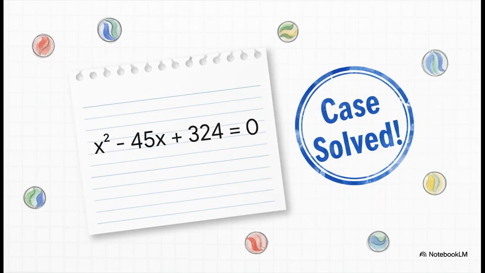So after we multiply those terms out and clean everything up, we get this nice, neat quadratic equation: x squared minus 45x plus 324 equals 0. Case closed, we've officially found the mathematical representation of the marble puzzle.